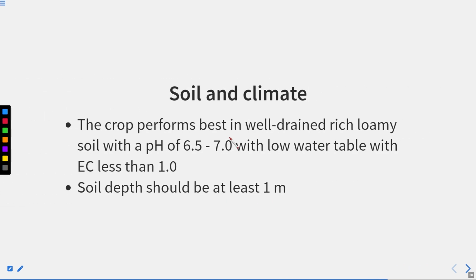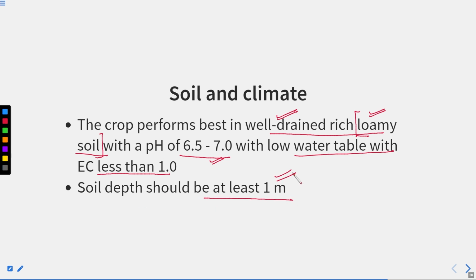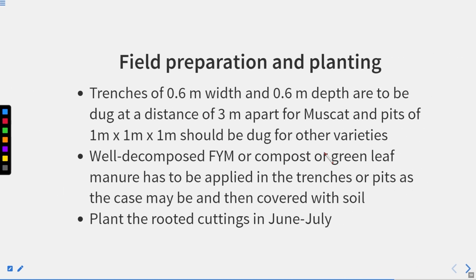Soil and climate. The crop performs best in well-drained, rich, loamy soil. So good drainage of water is required, and the soil type required for the growth of this fruit crop is loamy soil. The pH that should be maintained is between 6.5 and 7, with a low water table and EC less than 1. The soil depth should be at least 1 meter. This is the soil type required for the growth of the grape crop.